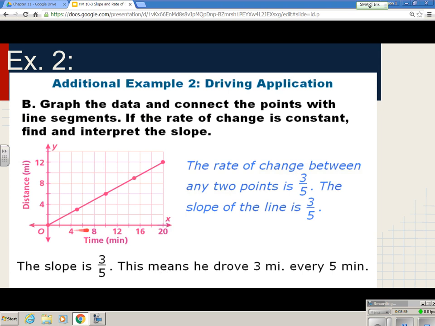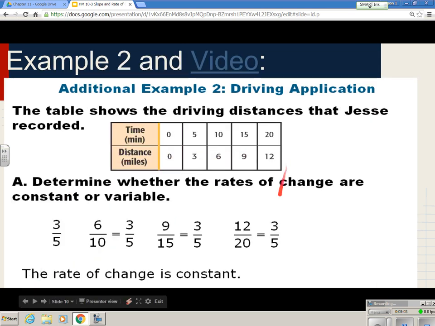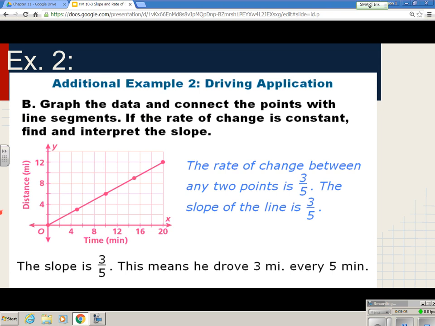And when you graph it, just putting those points right here on the graph, we can see that we get a nice straight constant line. And if it's straight, that means the slope is the rate of change we found, which is 3 over 5.